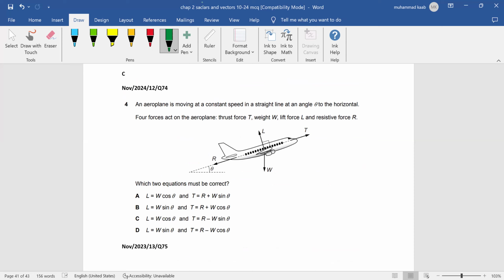An airplane is moving at a constant speed in a straight line at an angle theta to the horizontal. Four forces act on the airplane: thrust force, weight, lift force and resistive force. Which two equations must be correct? Okay, so this is the case where you have to... Acha, they're saying constant speed. Constant speed means?